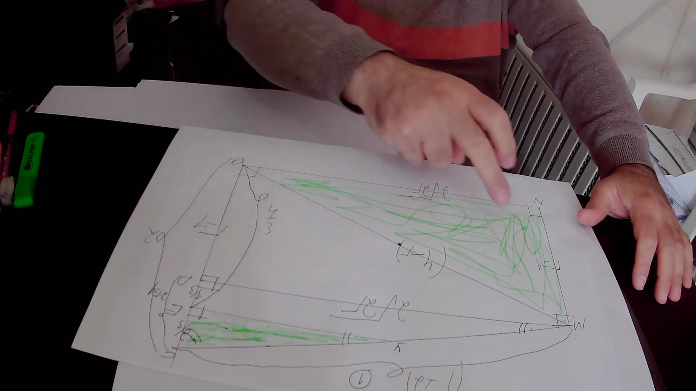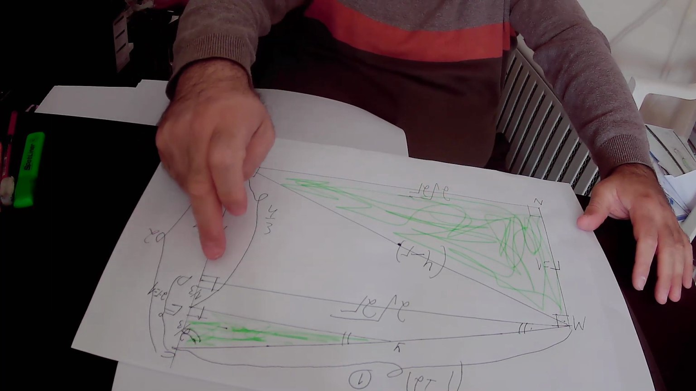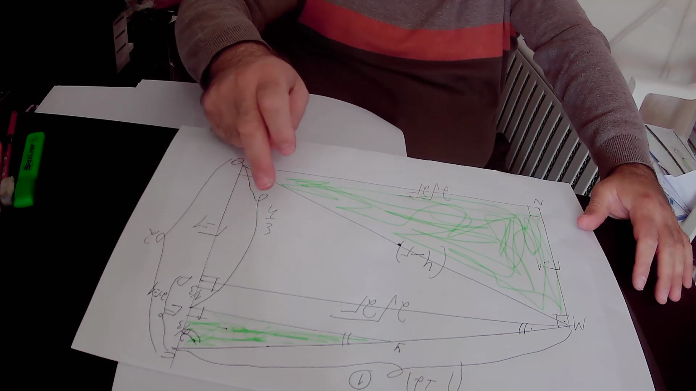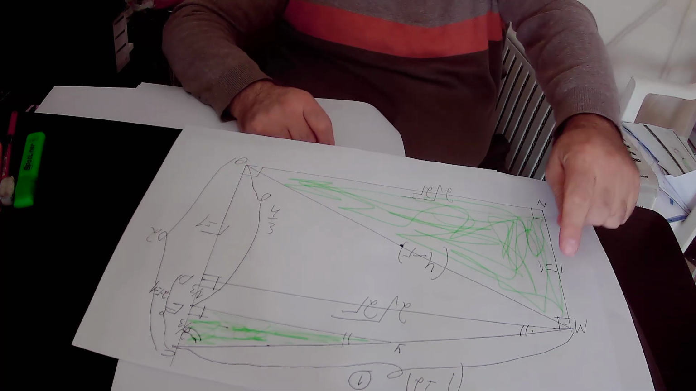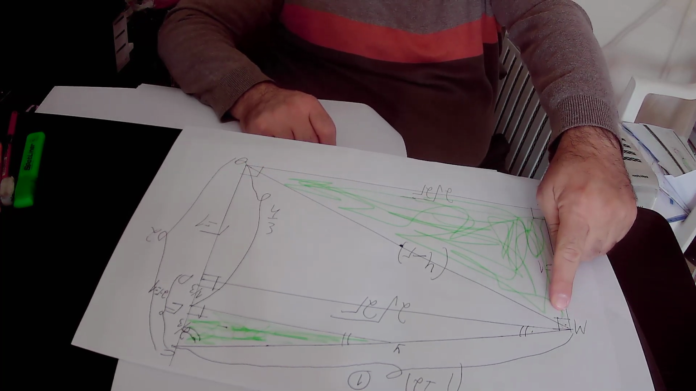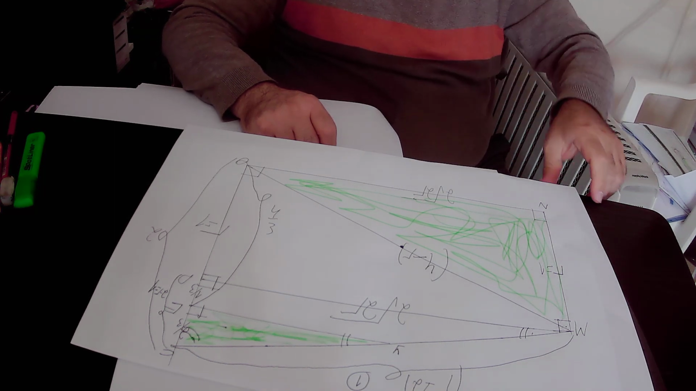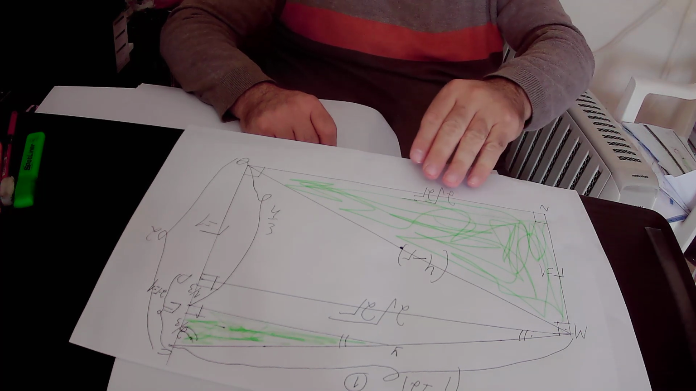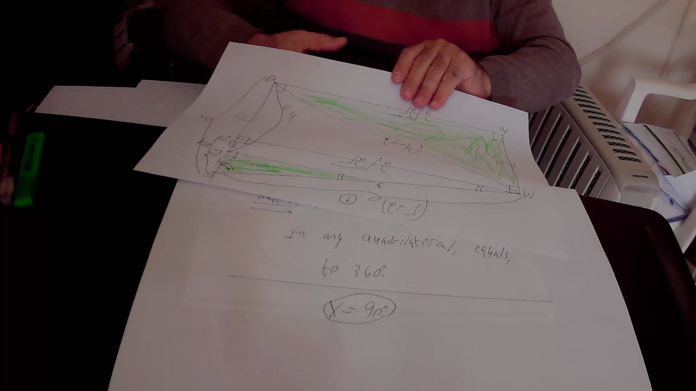In quadrilateral MDON we have three right angles, 1, 2, 3. And the sum of those three right angles is 90 times 3, which is 270 degrees, plus this angle that we defined as angle X must be equal to 360 degrees according to rule number 1, which states that the sum of the angles in any quadrilateral equals 360 degrees. I will repeat again.